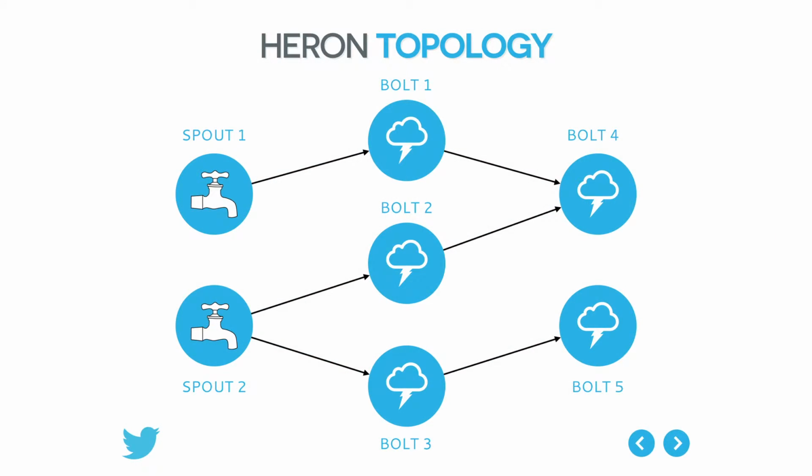The second type of vertices is called bolts. Bolts represent computational elements where you process incoming tuples and emit outgoing tuples depending upon how the processing goes. Some examples include filtering, aggregation, join, or any arbitrary function. So what does a Heron topology look like? You have a couple of spouts feeding into the next stage of bolts, bolt 1, bolt 2, and bolt 3, and they in turn feed the next stage of bolts, bolt 4 and bolt 5.